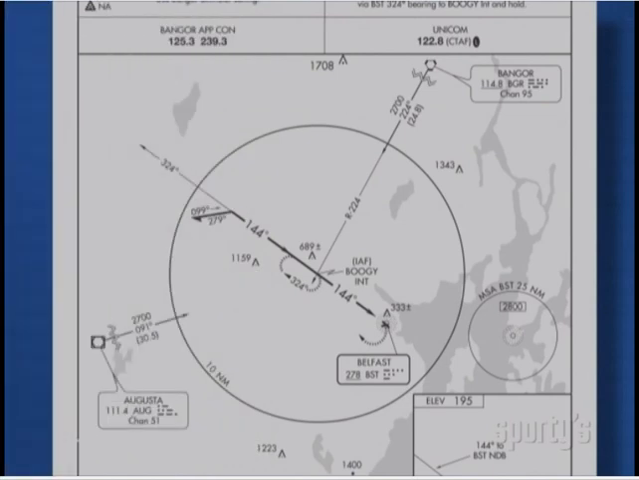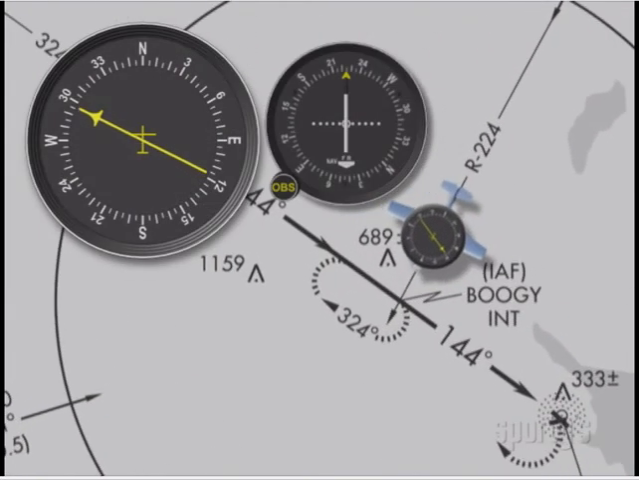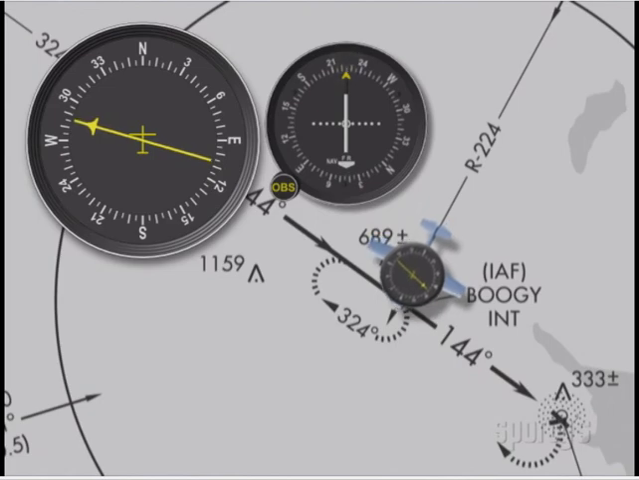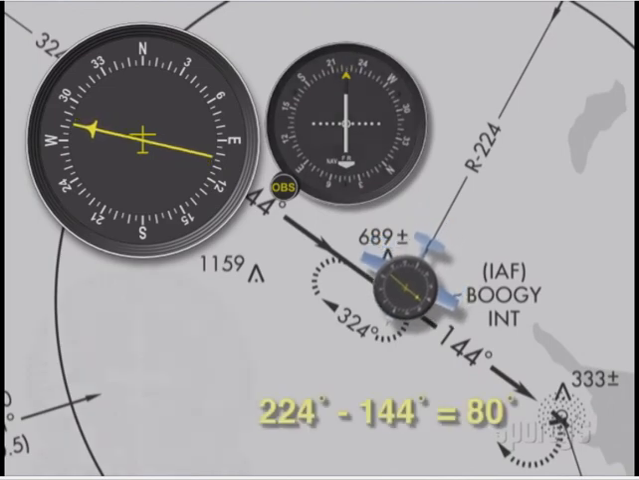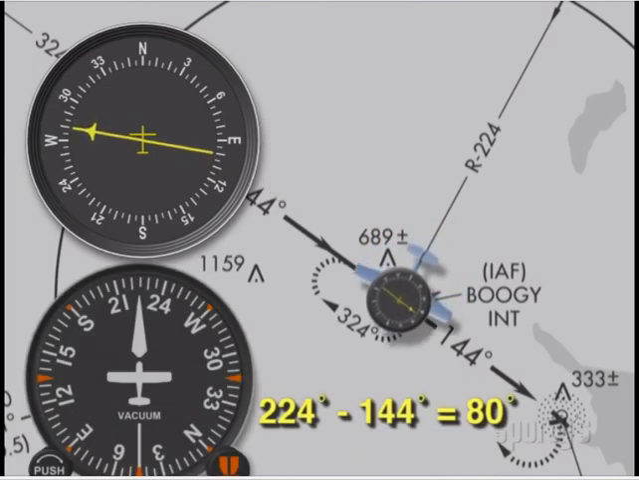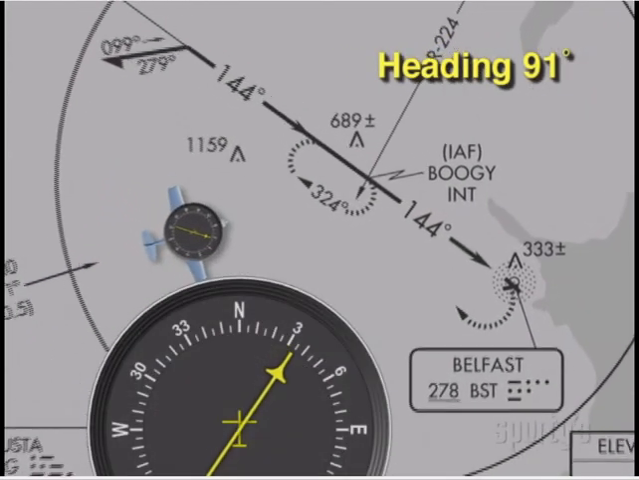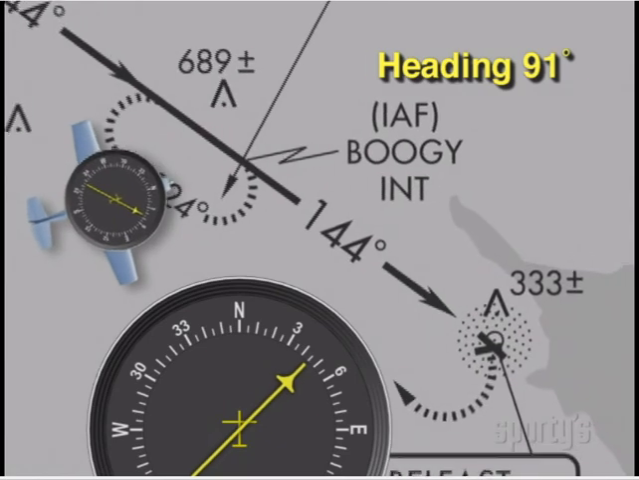Back to Belfast. If the approach were made without radar vectoring, there is a published transition from both Bangor and Augusta. In both cases, you would track the radial to Boogie, which would be identified by the bearing on the ADF and the 224 radial from Bangor. From Bangor, the ADF needle would be 80 degrees, plus or minus any wind correction, to the left of the nose on interception. From Augusta, the ADF needle would be 53 degrees, plus or minus any wind correction, to the right at Boogie.